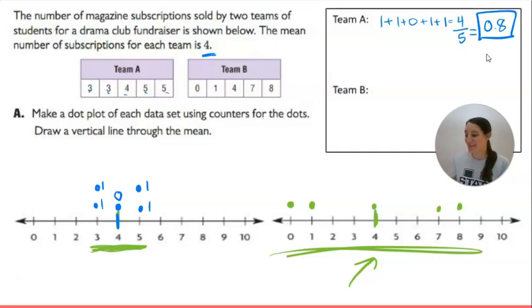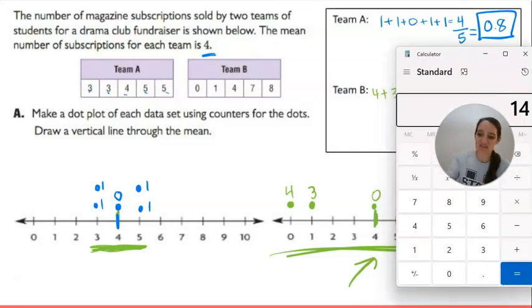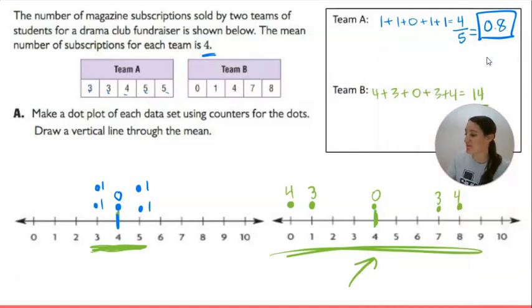Let's go to team B now. So the mean is still 4. That means that one's 4 away, that's 3 away, that's 0 away, that's 3 away, and that's also 4 away. So we've got 4 plus 3 plus 0 plus 3 plus 4, which would give us 14. 14 divided by 5 is 2.8.